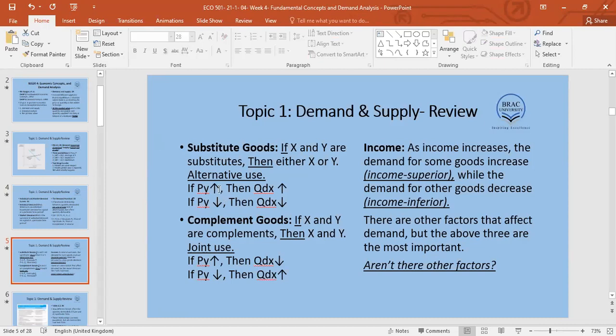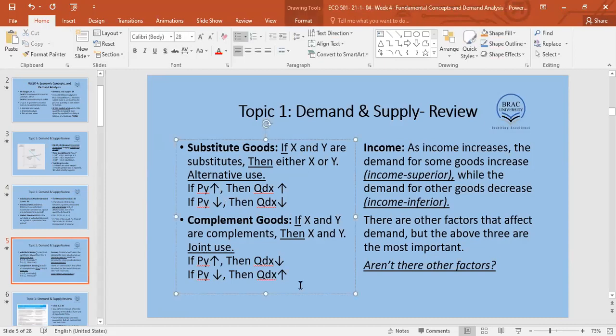So if the price of the substitute increases, then our original commodity becomes relatively cheaper, so our demand for that particular commodity increases. So we see the same relationship, on the same side. So if the price of the alternative falls, then our demand for our original good also falls.